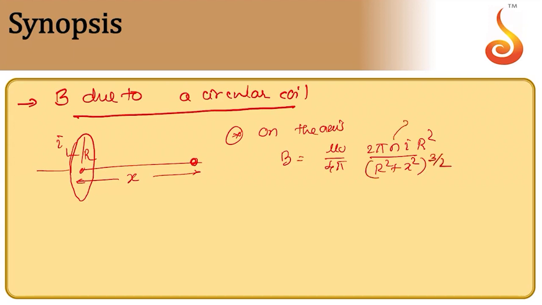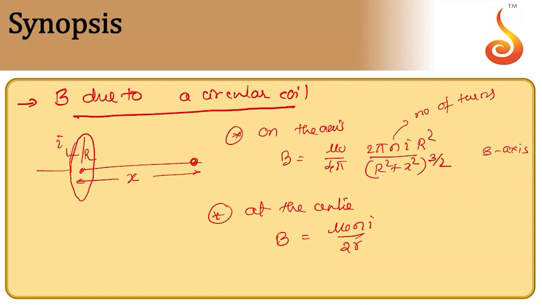What is this n? N is the number of turns, and of course r is the radius, x is the distance, I is the current. So the magnetic field is given by this expression. And remember the magnetic field is along the axis. Magnetic field at the center is given by B equals mu naught N I divided by 2R, where R is the radius of this circular coil.